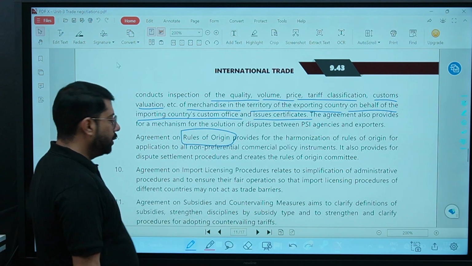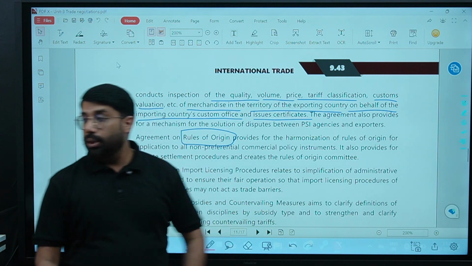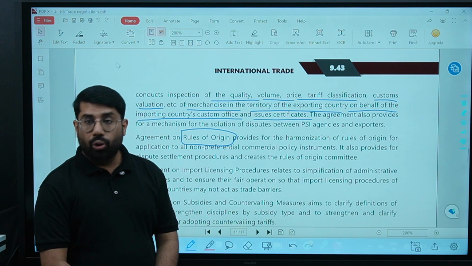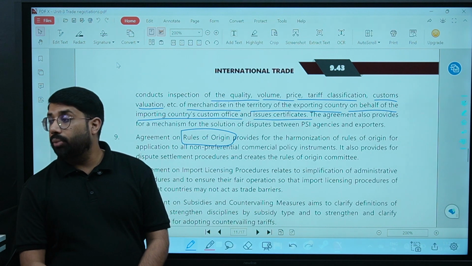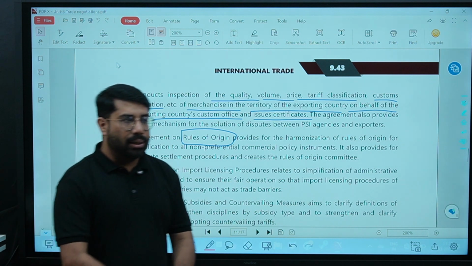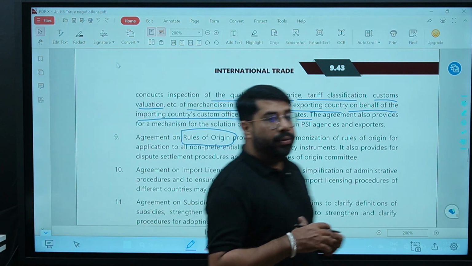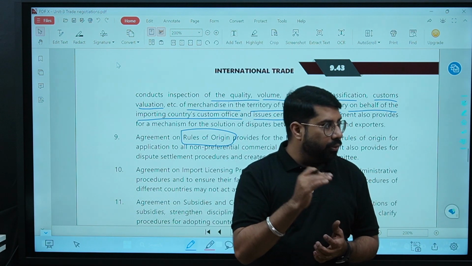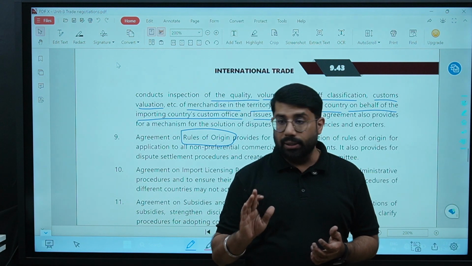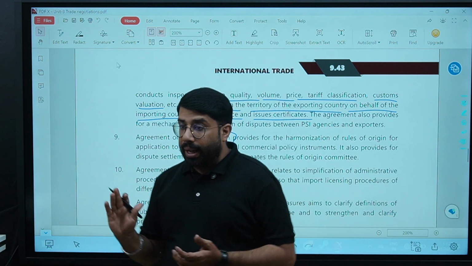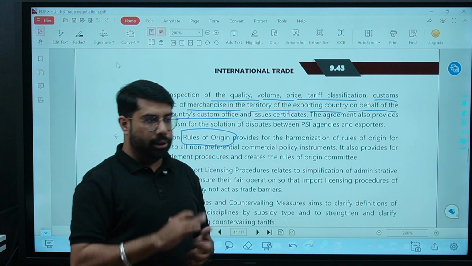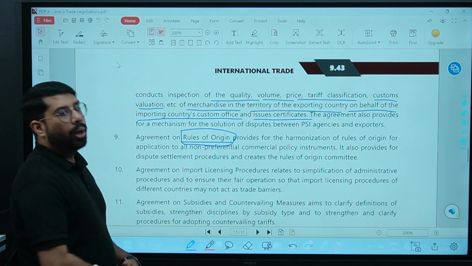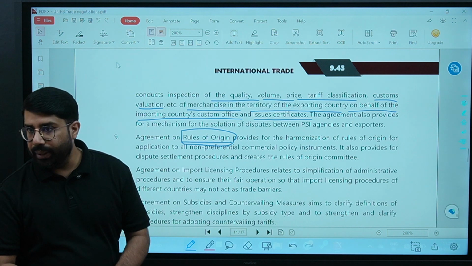Agreement on rules of origin. This also we have studied once. I told you that sometimes countries may put a ban on goods on the basis of origin. Like that, we can put a ban that we will not import goods made in China. It is not that we will not buy goods from China; it is that we cannot buy goods made in China from any country in this world. So sometimes agreements on the basis of rules of origin are also signed between countries.